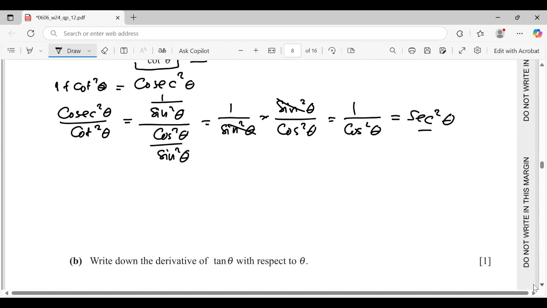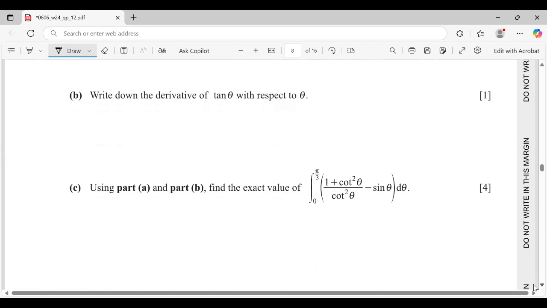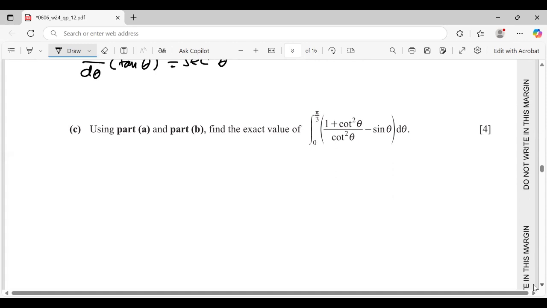Next question. Write down the derivative of tangent theta with respect to theta. Okay, d/d theta of tangent theta equals secant squared theta. Using part A and part B, find the exact value of this integral.